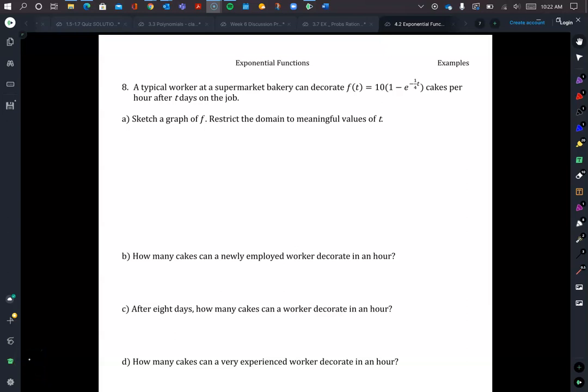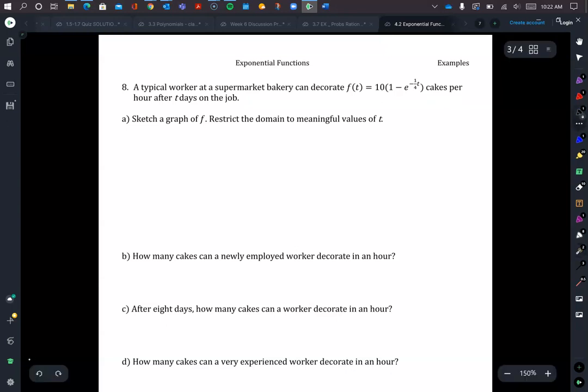In this video, we're going to look at an application problem for exponential functions and graphing. So we have this problem here. A typical worker at a supermarket bakery can decorate f of t equals 10 times quantity 1 minus e to the negative 1/4 t cakes per hour after t days on the job. So the first thing we want to do is just sketch a really quick graph.